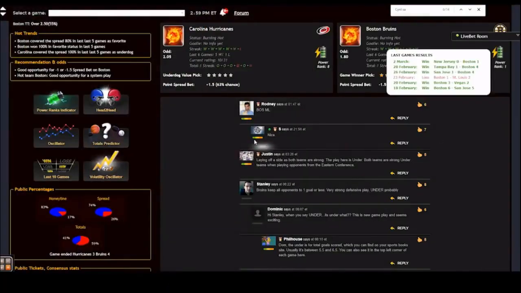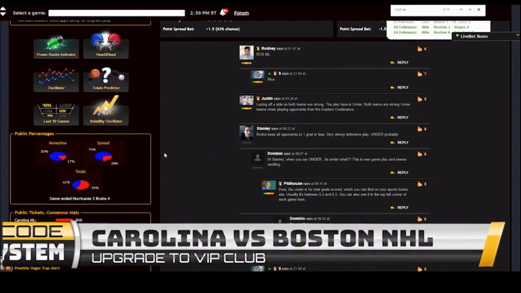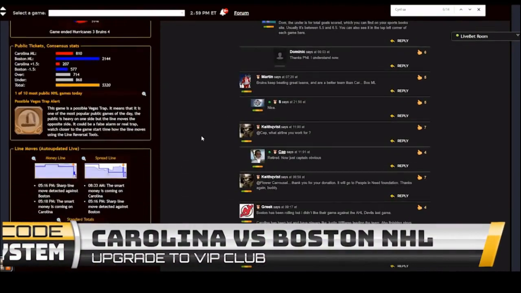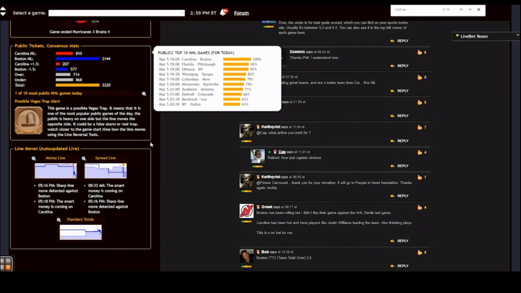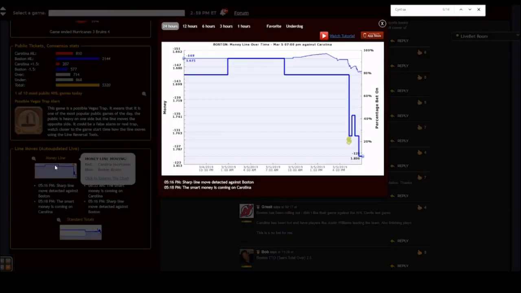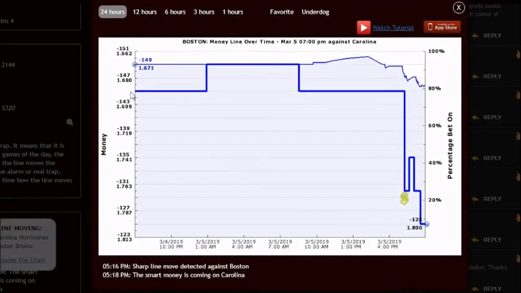The first game today is the Carolina Hurricanes against the Boston Bruins. Again, imagine I have no information about this game, so let's jump straight into the line movement charts. Let's check the money line chart first. As you can see, the line opened around -149. That's American odds, or 1.67 in decimal odds format if you prefer that.